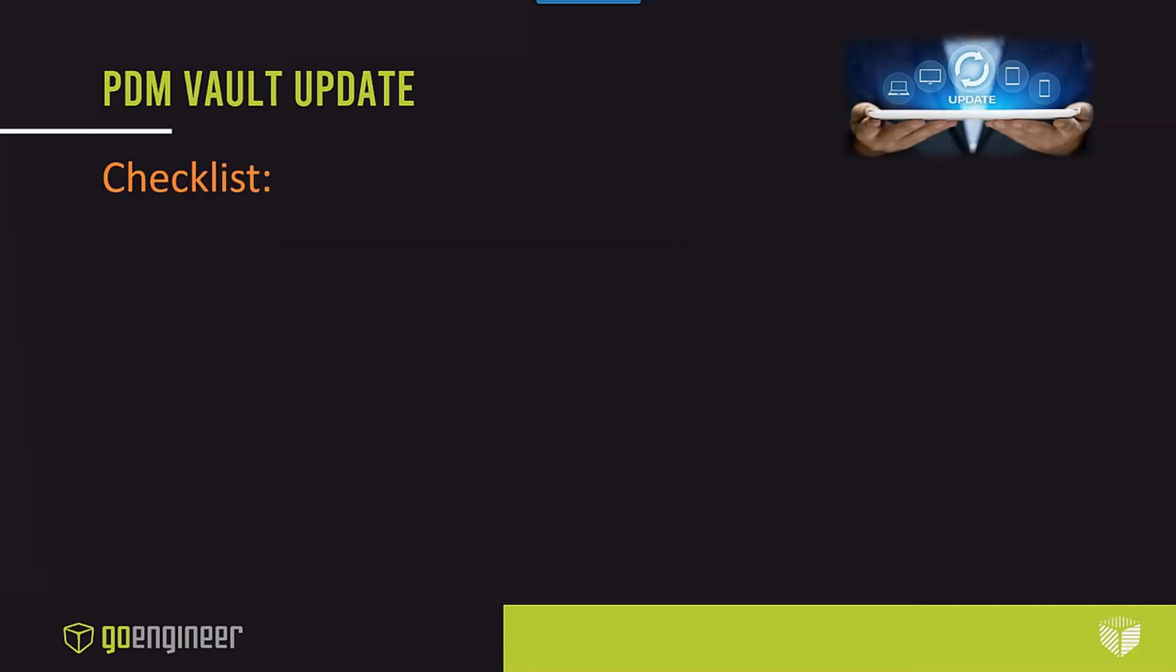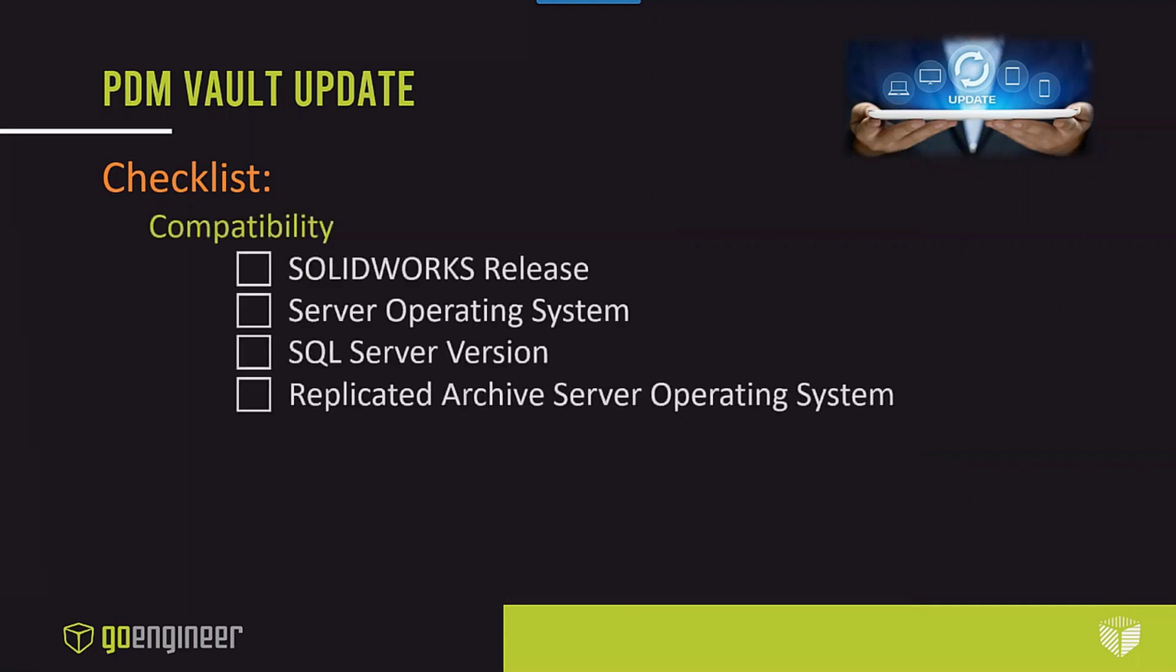So before I go into how you do the update and running through an example, I think it's really important that you develop for yourself a checklist. Here's one that I would recommend. This is always a good time to review compatibility. So the things that you want to check for is the compatibility of the SOLIDWORKS release to your server operating system, to the SQL Server version, as well as, if you're on PDM Professional, the replicated archive server operating systems.